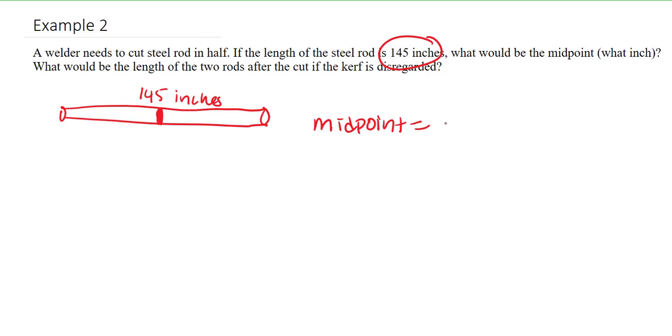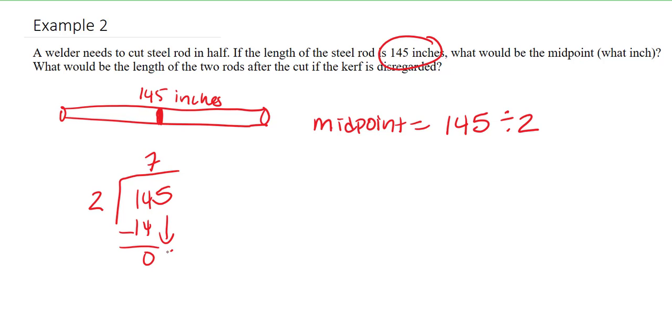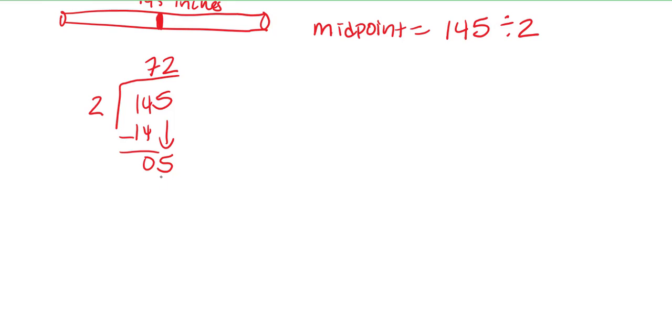So we're just going to go 145 divided by 2. So 145, then divide by 2. 2 can go into not 1, but it can go into 14, right? 7 times. 2 times 7 is 14. We subtract. Bring down the 5. Now 2 can go into 5 2 times, because 2 times 2 is 4. We subtract, we get 1. So we're left with 72 and 1/2.